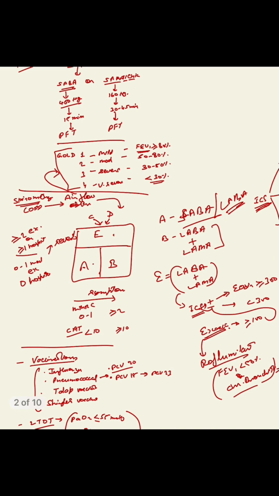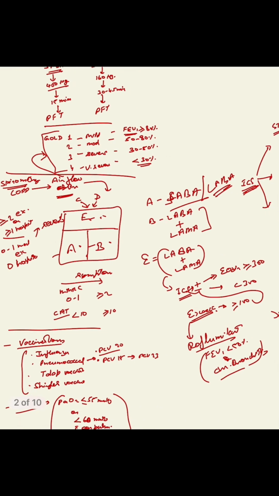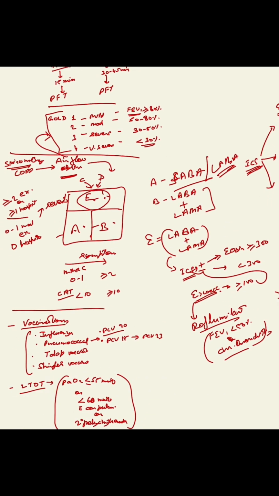Now, once we have diagnosed the patient as COPD by spirometry, we have to categorize the patient according to the GOLD severity criteria, that is mild, moderate, severe, very severe. After that, we have to categorize the patient according to the severity and the symptoms in the categories A, B or E. E is nothing but the combination of C and D of the previous criteria.